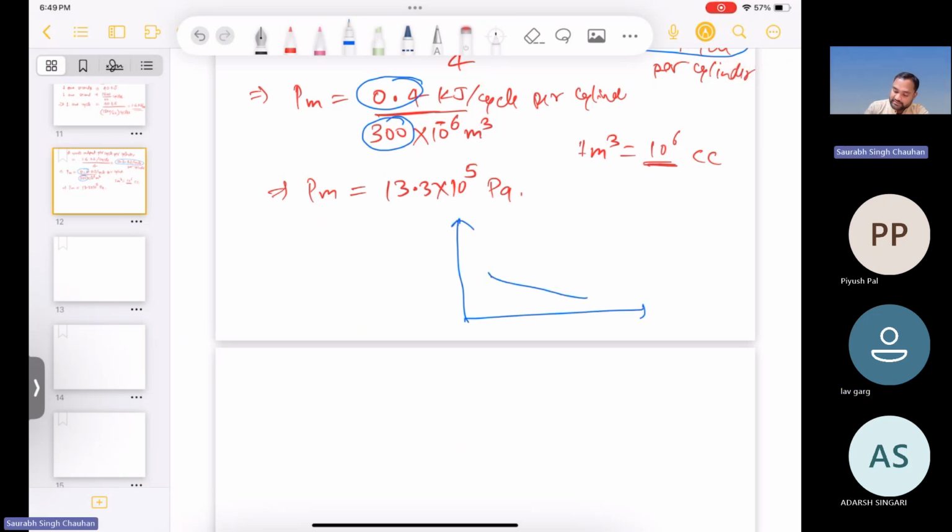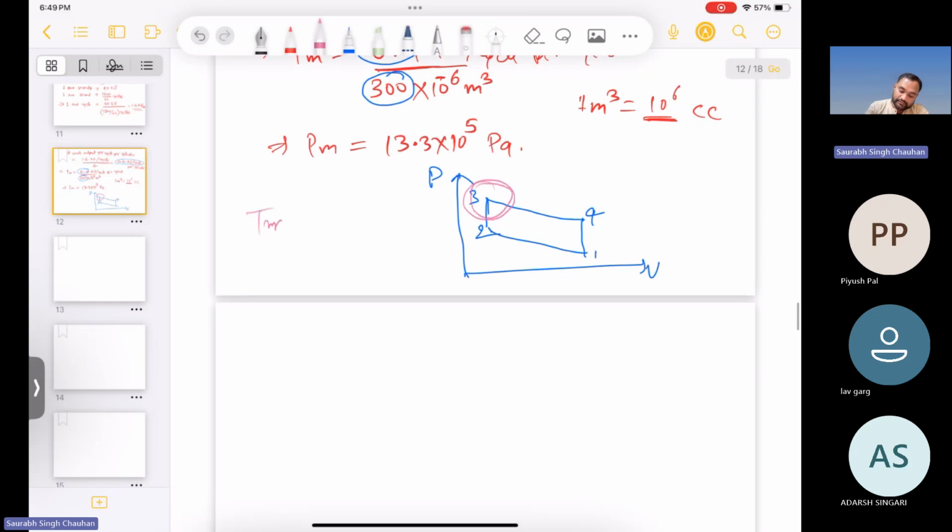So 1 to 2 is compression, then 2 to 3 is heat addition, and 3 to 4 is expansion. So we have to find the temperature at point 3, right? Here the temperature will be maximum. T max is basically T3. We have to find T3.